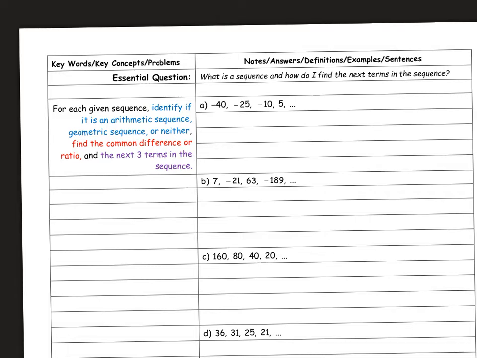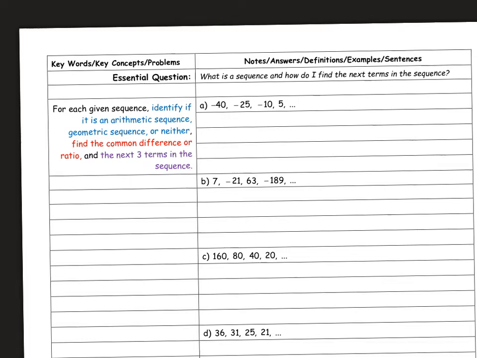So remember, on the first part of our lesson, we defined what a sequence is and the two different types of sequences we're working with, arithmetic and geometric. And we defined what a common ratio and a common difference was and what a term is. So we did all that. Now we're going to just do some work with that.